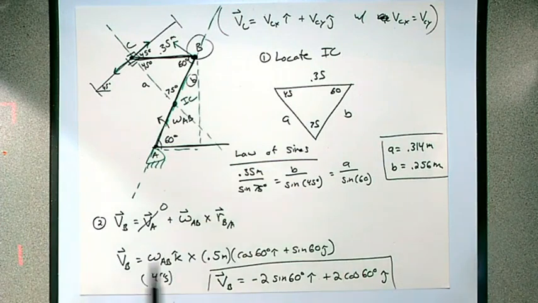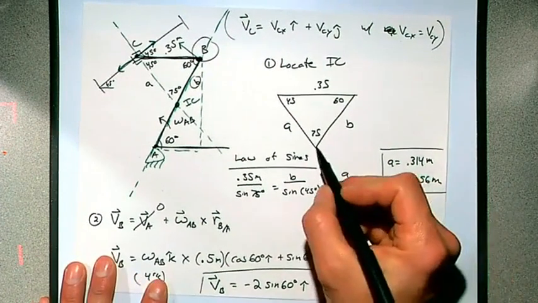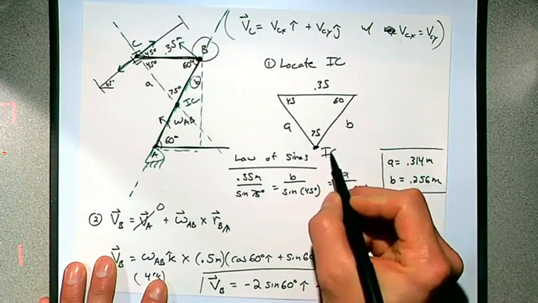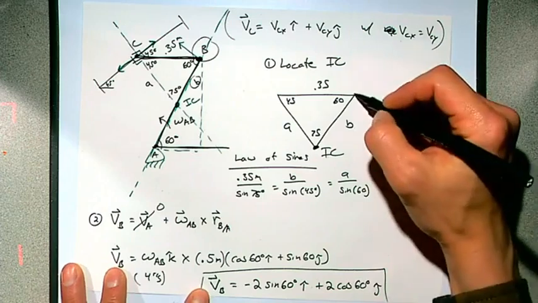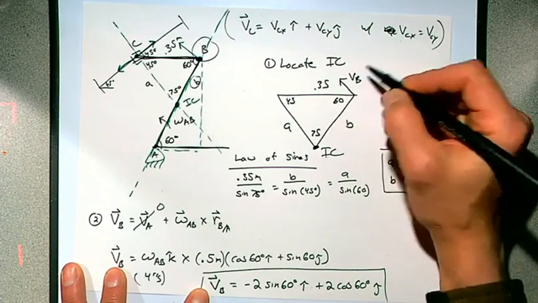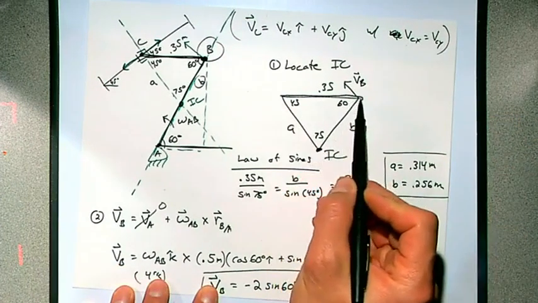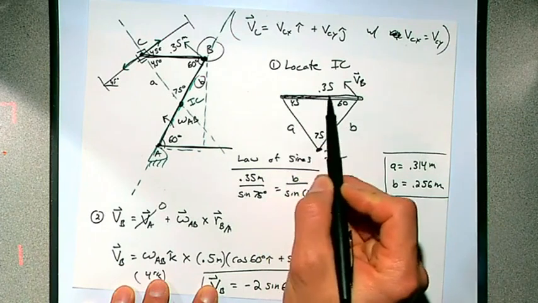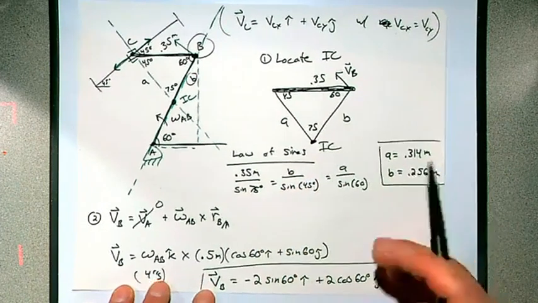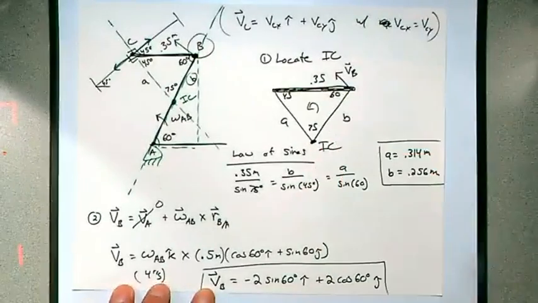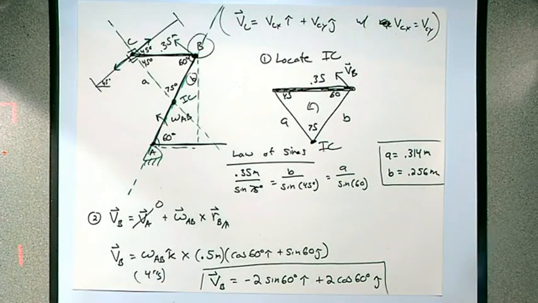Now if I jump back to my triangle to show what we got here. Here's my instantaneous center. Here I just solved for velocity of B. I can figure out the velocity at any point on this line if I know what the angular velocity of this body is relative to the IC. So, step 3, find the velocity or angular velocity of BC.